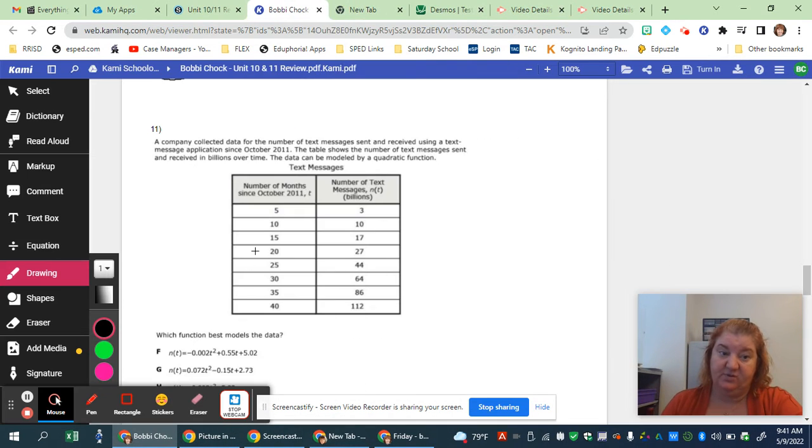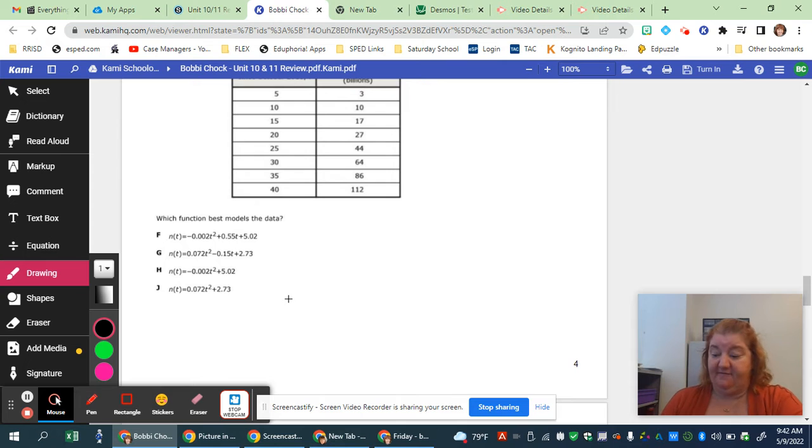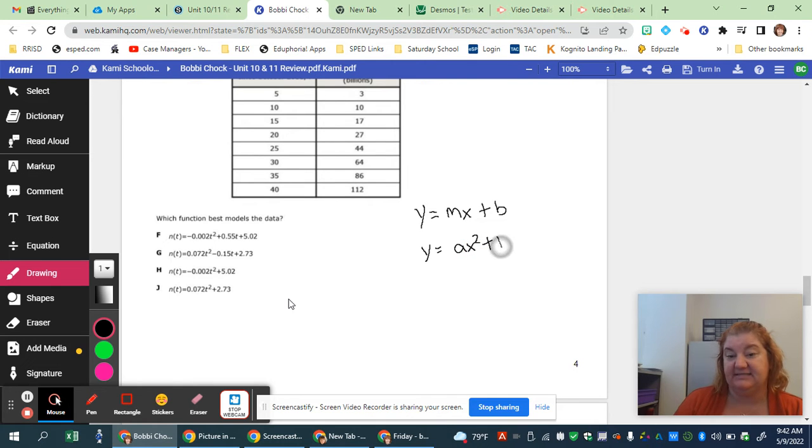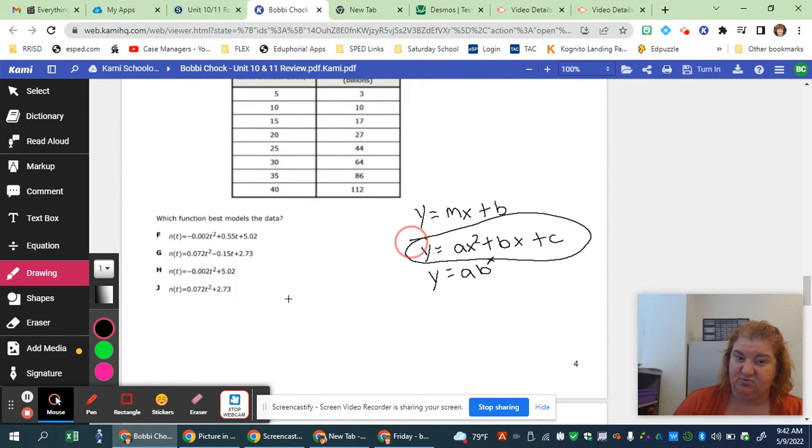Look at your answer. We talked about this. You have a choice of 3 formulas that we work with. You have y equals mx plus b. You have y equals ax squared plus bx plus c. And you have y equals ab^x. Looking at these answer choices, which one do you think I would use? The giveaway is the squared, guys. It's this answer. That's the one I'll use.